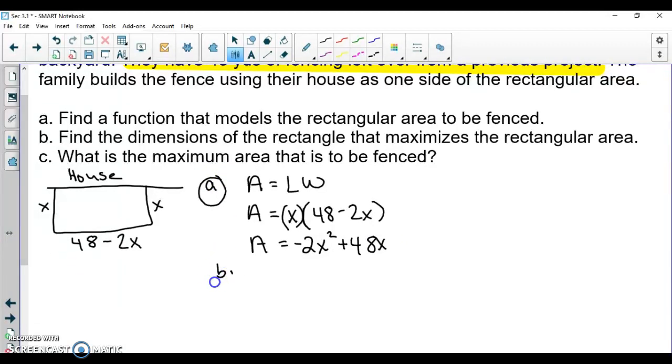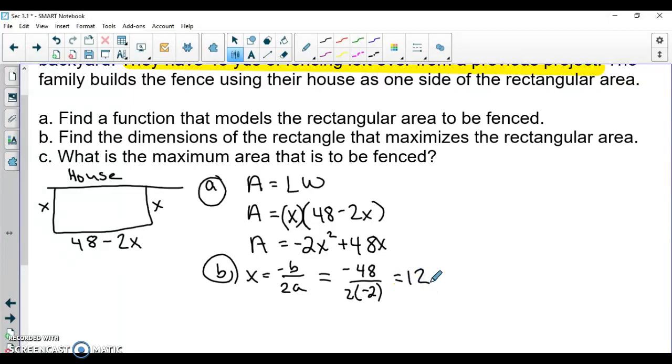Question B says now go ahead and find the dimensions of this rectangle. So I'm going to look for my x value. I'm going to find x equals negative b over 2a. So I get negative b, which in our case from our equation is negative 48, over 2 times a, which is negative 2. When I simplify this, I get the value of 12.